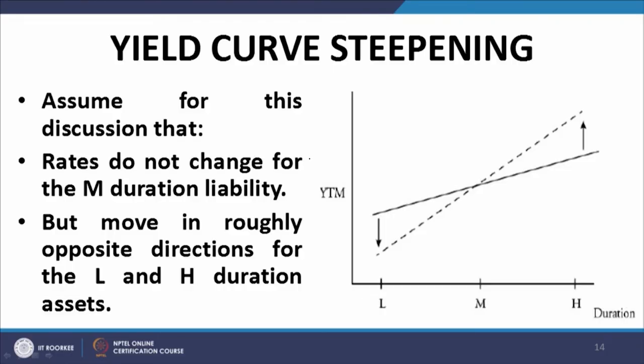So, assume for the discussion that rates do not change for the M duration, the liability duration. The YTM for the liability does not change, but rates move in roughly opposite directions for the L and H duration assets. L is the low duration, low maturity assets of the barbell, and H is the high maturity, high duration assets. So, the rates relating to L are declining and the rates relating to H are increasing. That is what is called an increase in steepness, or the steepening of the yield curve.